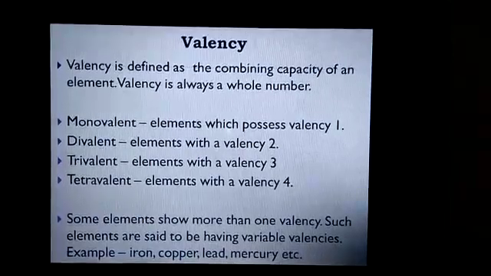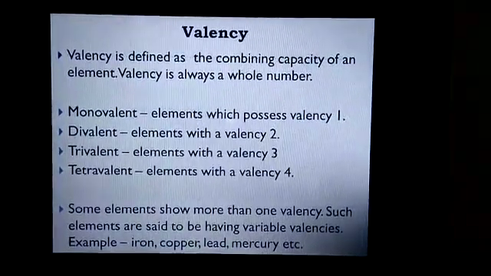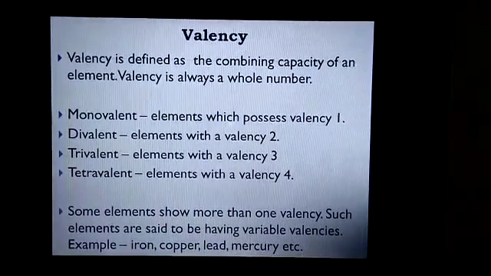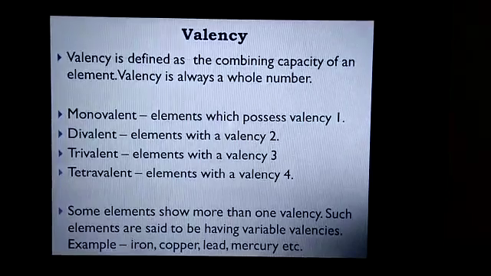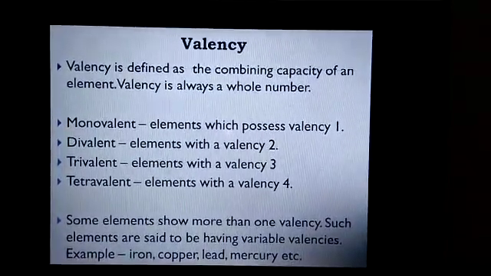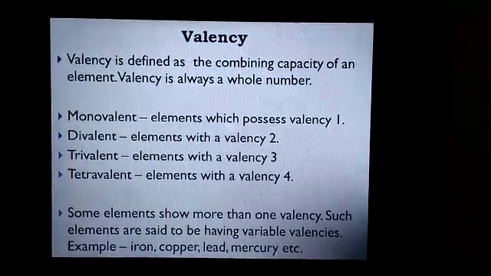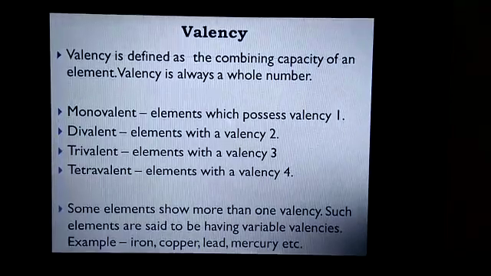Now the next is divalent, similar to that: elements with valency 2. The next is trivalent: elements with valency 3 are considered trivalent elements. Now the next is tetravalent: elements with valency 4 are considered tetravalent elements.